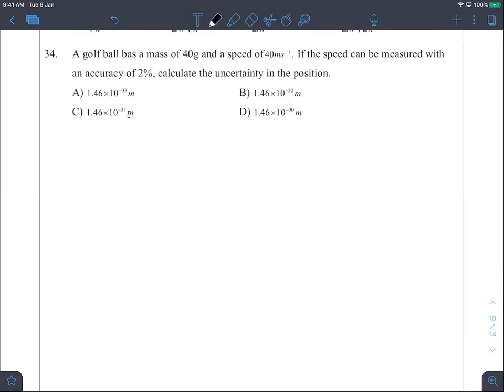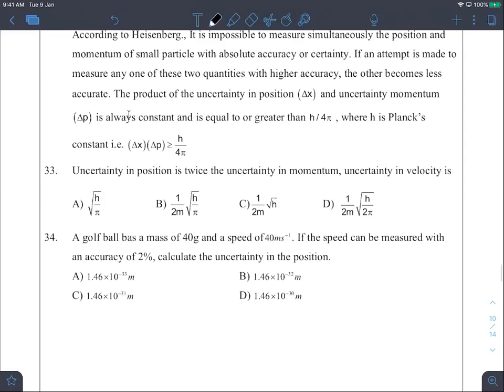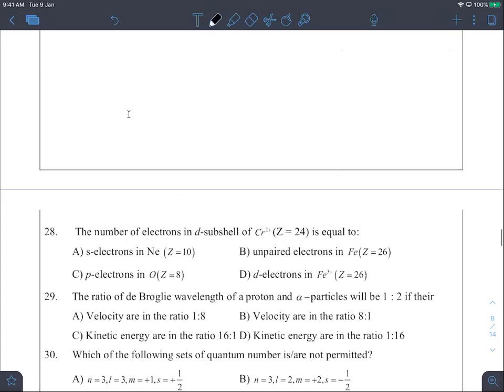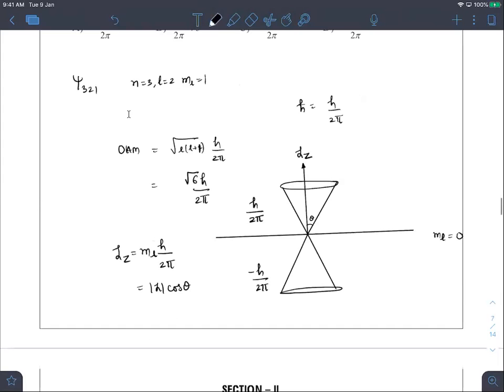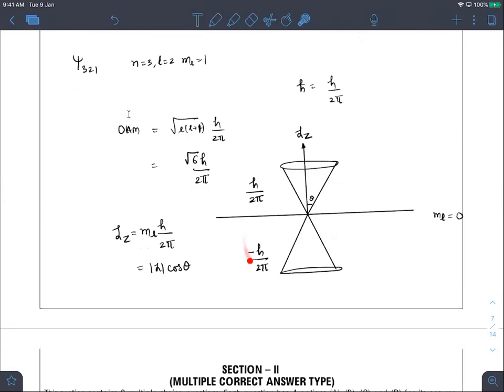The question asked here is, for L equal to 2, what will be the maximum Z component of the orbital angular momentum? Correct? 2 times h by 2 pi, which is nothing but, what is the maximum amount which you will have, beta? h by 2 pi plus h by 2 pi. So that will be h by pi. Okay.